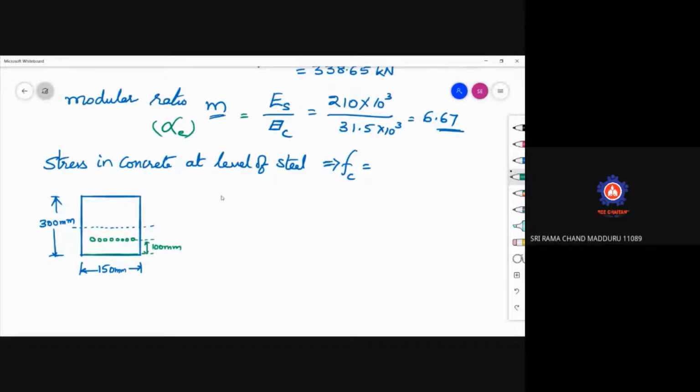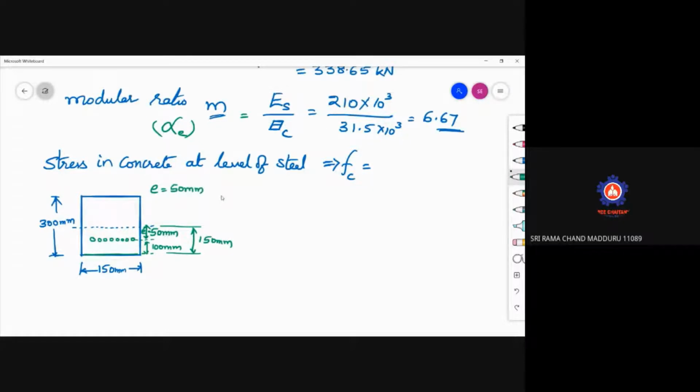If this is 100, you know that the entire value from here to here is 150 mm. So you can consider this as 50 mm. So this 50 is nothing but eccentricity e. So eccentricity e is equal to 50 mm.